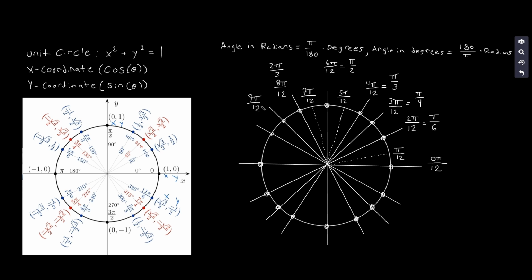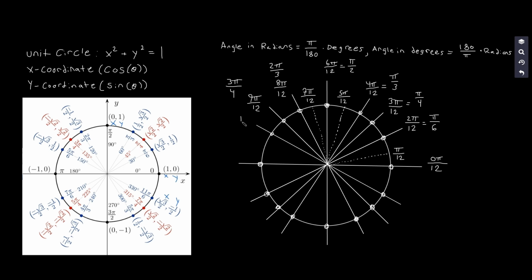This is 9 pi over 12. The 9 pi over 12 can be simplified to 3 pi over 4. And I would just like to point out again that all of these values are present on the unit circle. Pi over 6, pi over 4, pi over 3, pi over 2, 2 pi over 3, 3 pi over 4.